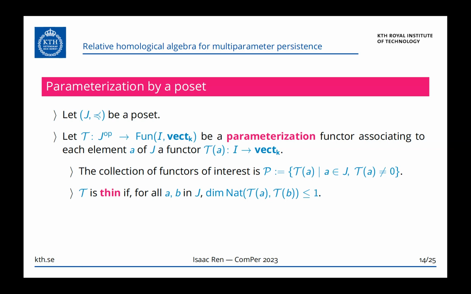Another important condition on T is thinness. We say that T is thin if for all elements A and B in J, the space of morphisms from TA to TB, remember that TA and TB are functors, so morphisms are natural transformations, hence Nat, the space is of dimension at most 1. So this means that there's not too many ways to go from one functor to another.